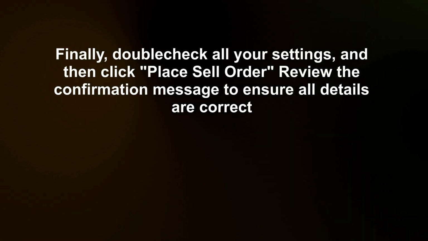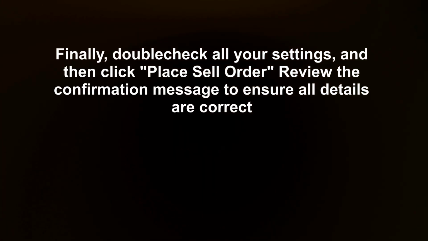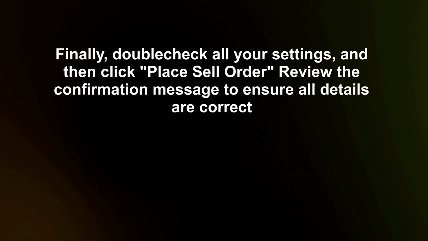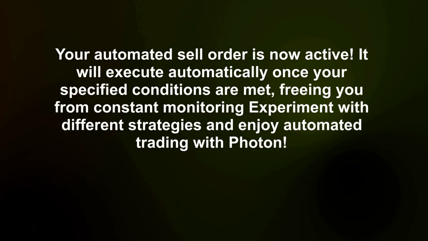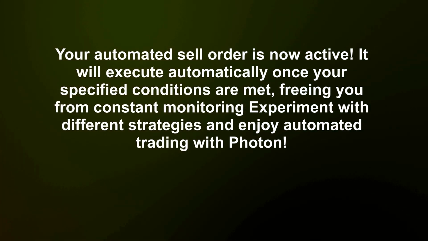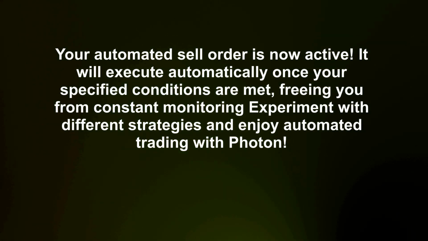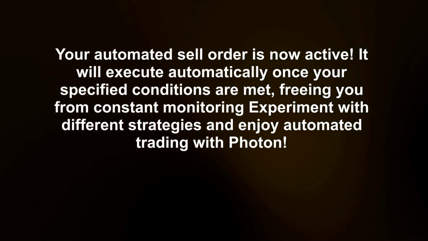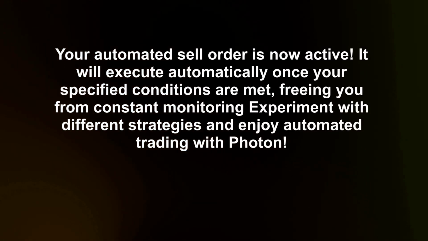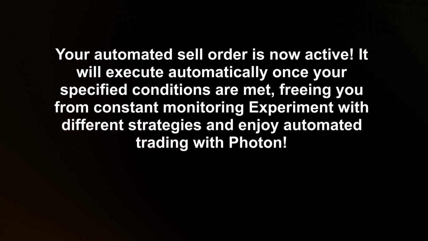Finally, double-check all your settings, and then click Place Sell Order. Review the confirmation message to ensure all details are correct. Your automated sell order is now active. It will execute automatically once your specified conditions are met, freeing you from constant monitoring. Experiment with different strategies and enjoy automated trading with Photon.